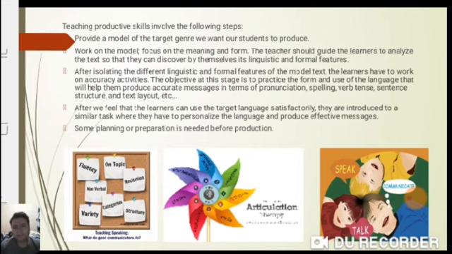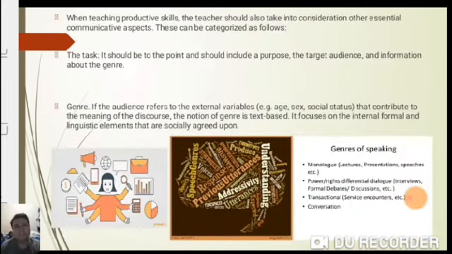What elements should be considered in teaching productive skills? When teaching productive skills, the teacher should also take into consideration other essential communicative aspects, such as the task. It should be to the point and should include a purpose, the target audience in this case, and information about the genre. It is an example of an inappropriate productive task.